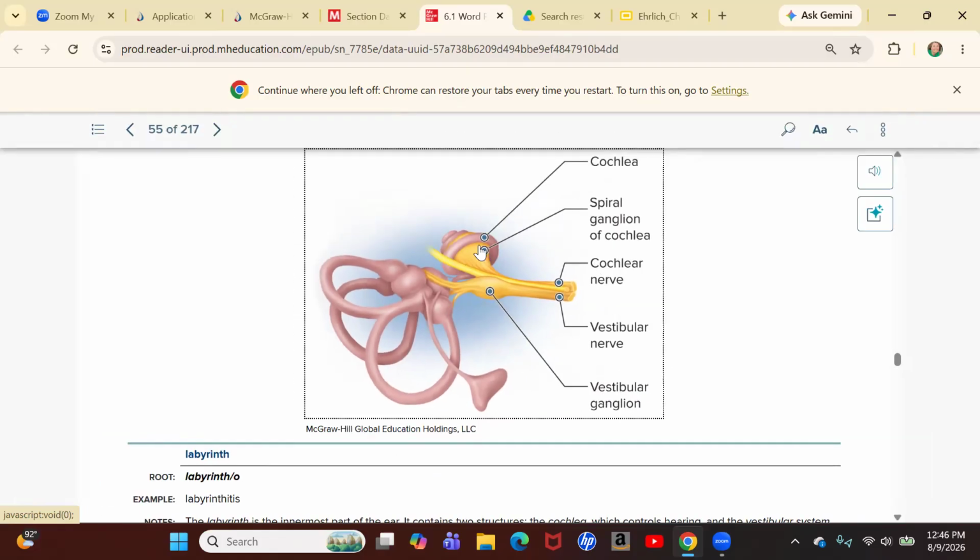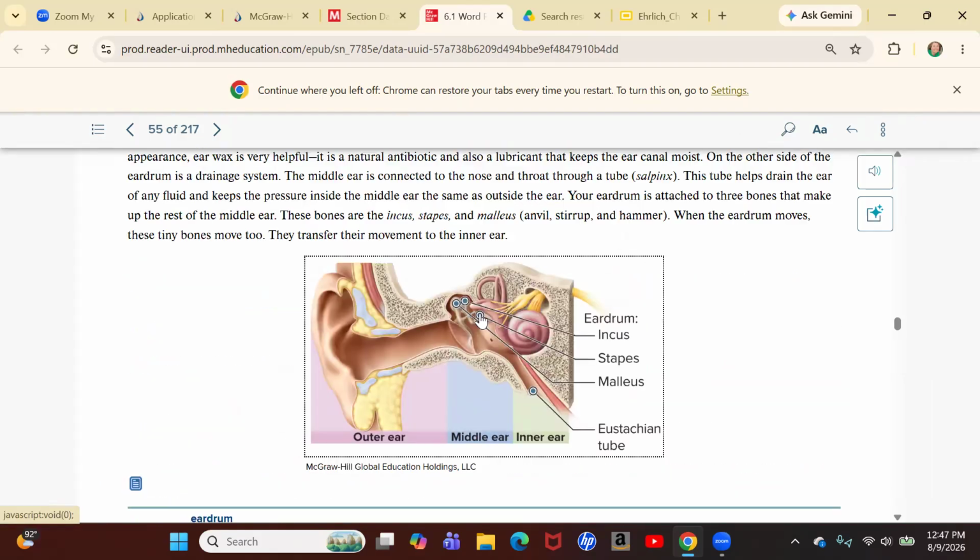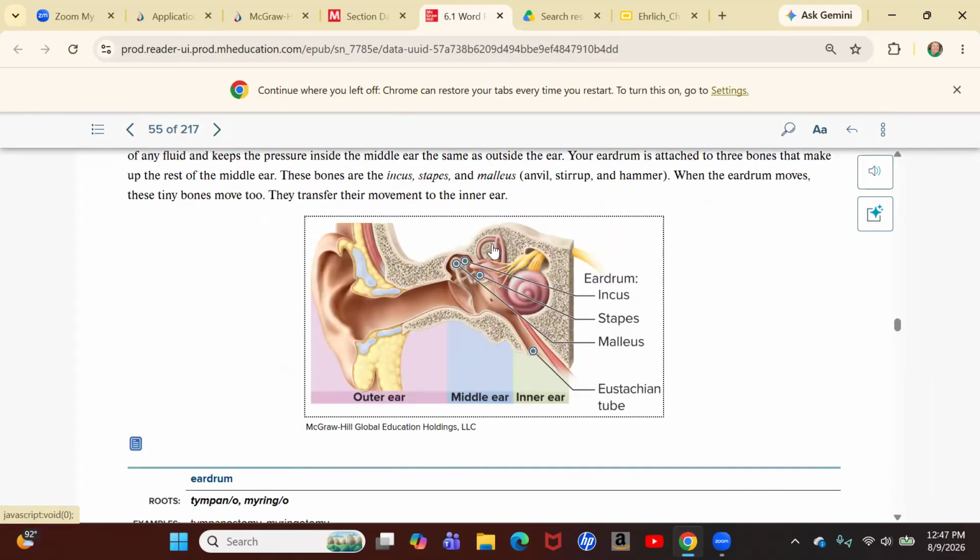So you see the cochlea here, your spiral ganglion cochlea, your vestibular ganglion. Ganglia is simply a collection, a bundle of nerves. Okay, and all of that's going to carry that to the brain. All of that is within the inner ear here. You see your semicircular canals that help with your overall equilibrium.